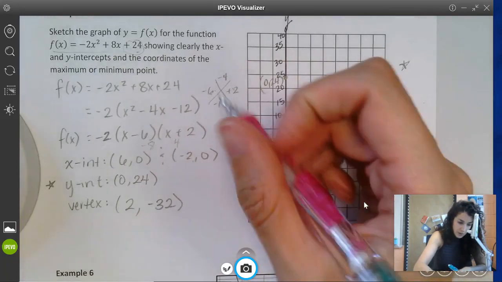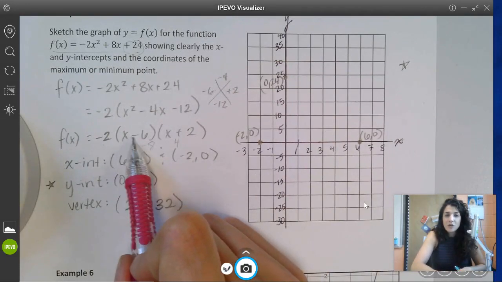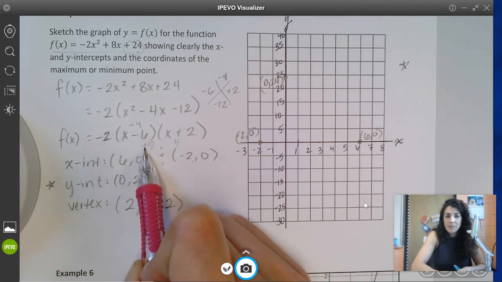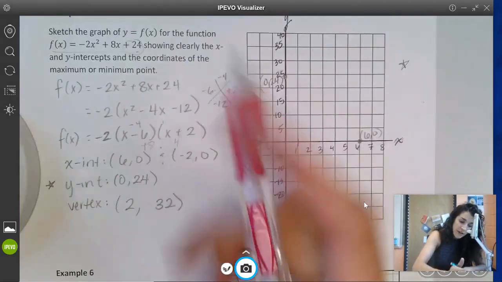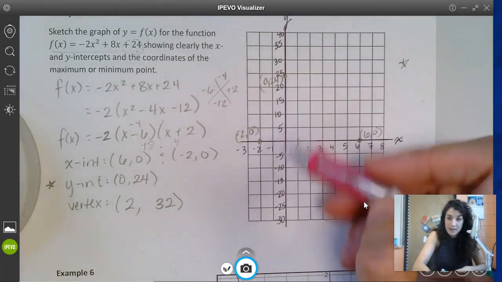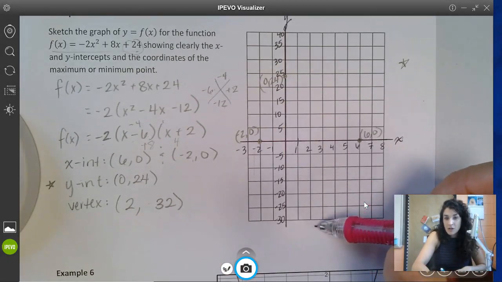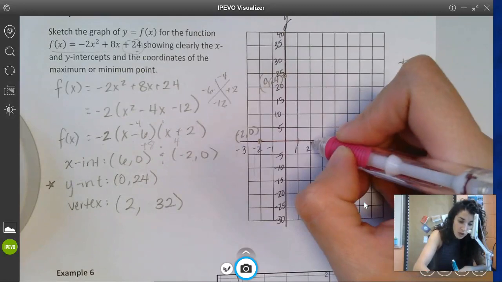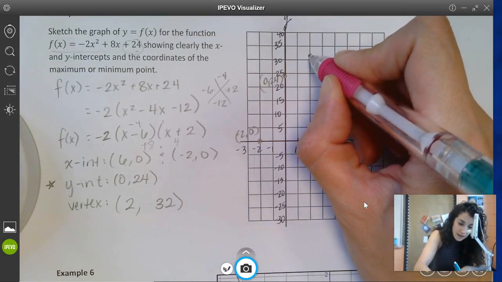positive 32. Sorry. Oh, hopefully you guys caught this. 2 minus 6 was negative 4, times negative 2 is positive 8. So that would be 4 and positive 8, making it positive 32. And that wouldn't make sense, right? With a parabola, you would think that it would go up and down like this. So having a negative 32 would not make sense for what we understand a parabola to be. So always make sure that you're thinking because you can catch silly mistakes.